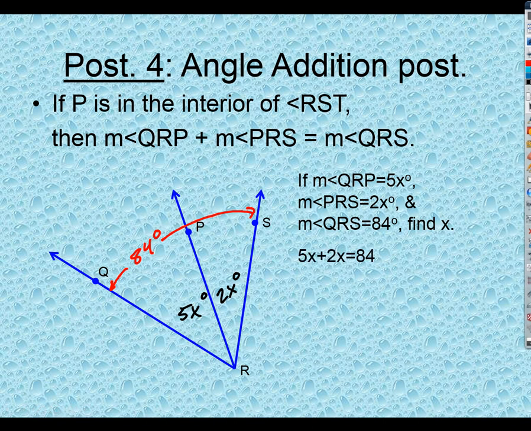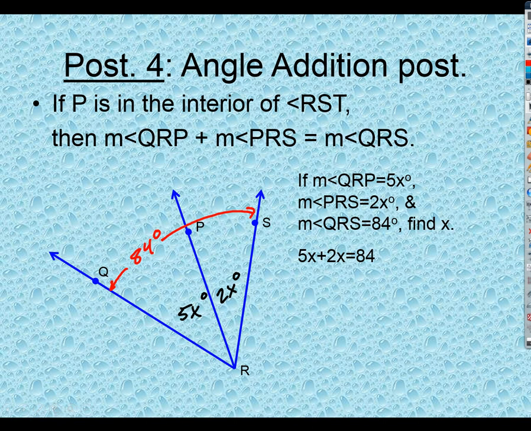Now that's easy to solve, but now we can just focus on the algebra for a second. What do I do to solve that? Okay, combine like terms. 5x and 2x is 7x, divide by 7, and what do I get, 12? So x is 12. Now, is that the answer to the problem?